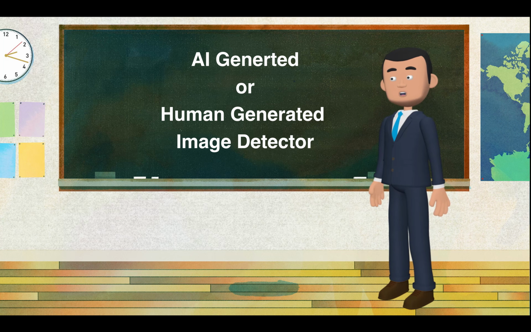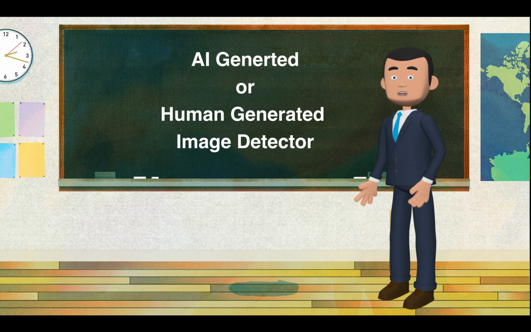Today I will walk you through a Python project that detects whether an image is AI generated or human made using a deep learning model. Let's get started.